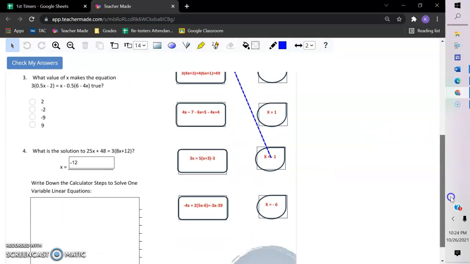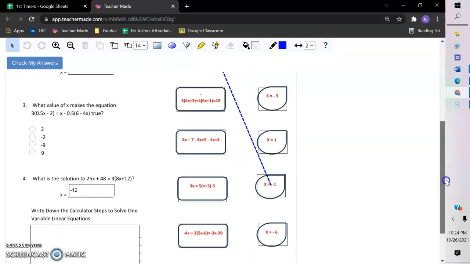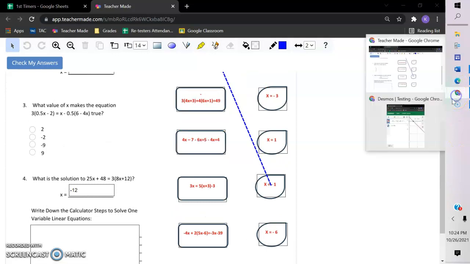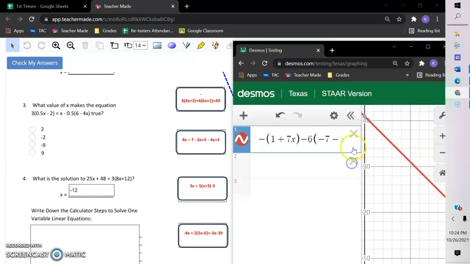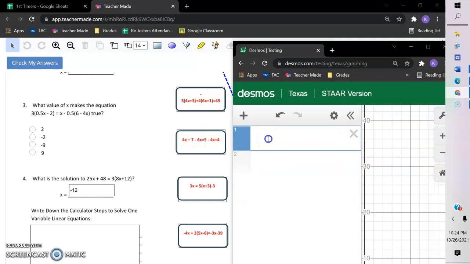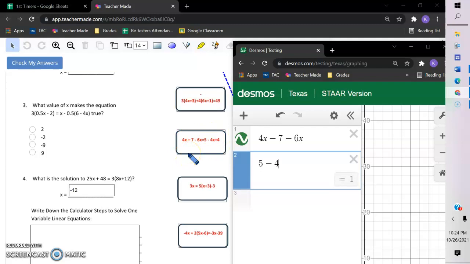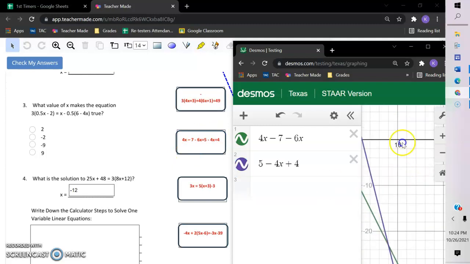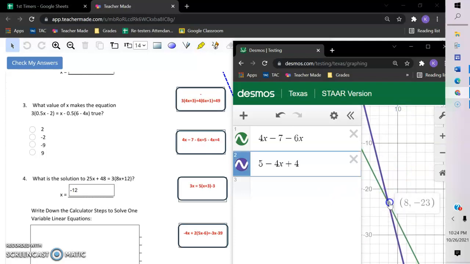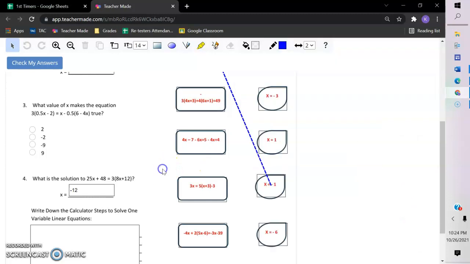I'm going to work on one more with you, and then you're going to do 3 on your own. So I'm just going to get rid of these and let me type this in number 1. So I have 4x minus 7 minus 6x. And in number 2, I'm going to type in what's on the right side. 5 minus 4x plus 4. I see my 2 lines over here. I see that they cross somewhere around here. Here's my answer, which is a +8.